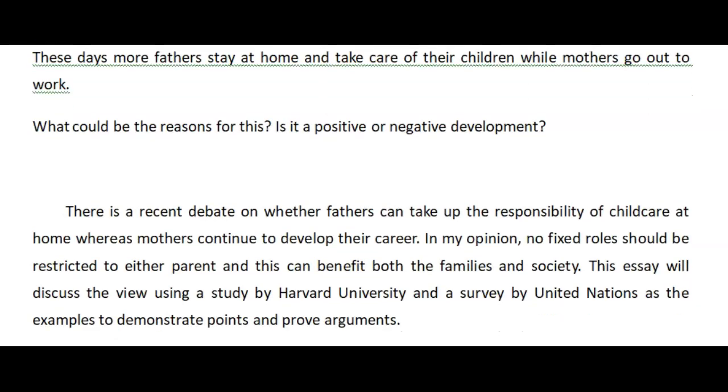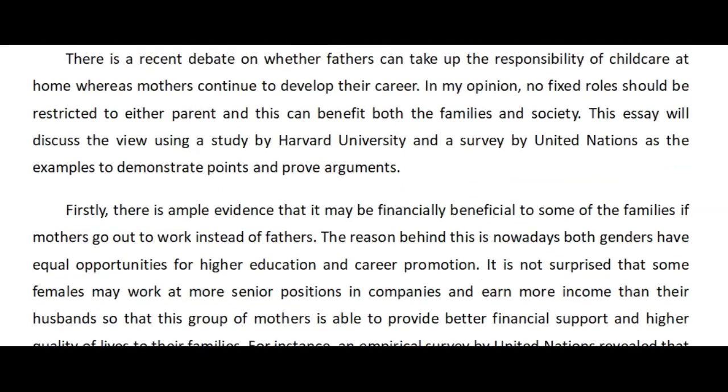So I want to go on to your task 2 about fathers staying home while mothers work. There is a recent debate on whether fathers can take up the responsibility of childcare at home, whereas mothers continue to develop their career. I would have preferred while mothers continue to develop their career. In my opinion, no fixed roles should be restricted to either parent, and this can benefit both the families and society. This essay will discuss the view using a study by Harvard University and a survey by United Nations as examples to demonstrate points and prove arguments.